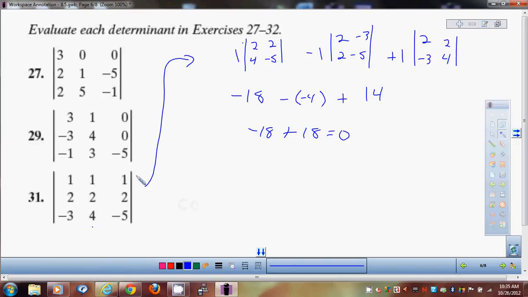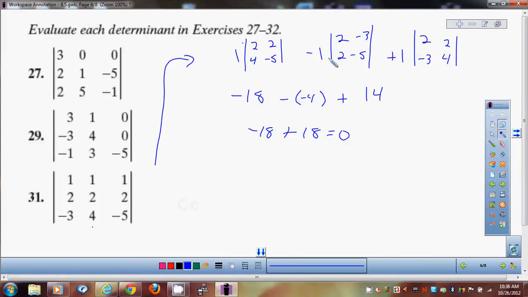And I bet we could have seen that because one of my rows was a complete scalar of the other. That's why that happened. So determinants of 0. Here's the other.